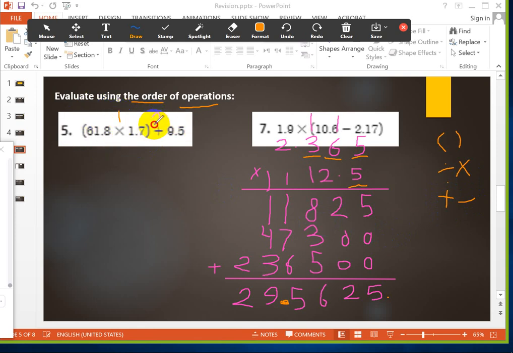Second, I have to add the numbers. So let's find the multiplication first. As we learned, 61.8 multiply 1.7. I told you to multiply like there is no decimal point. Start with 7 multiply 8 equals 56.